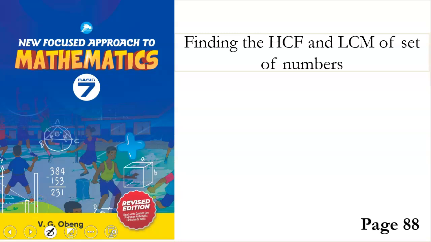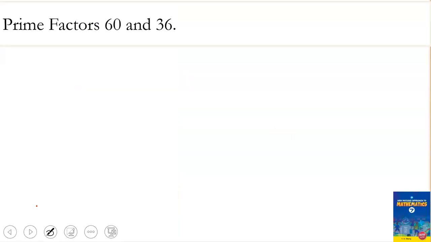You are welcome to another lesson on New Focused Approach to Mathematics Basics 7, Revised Edition. In this video, we want to look at how we can find the highest common factor, that is HCF, and the least common multiple, or the lowest common multiple, that is LCM, of a set of numbers. We are going to apply the principle of prime factors, and I'm sure you know how to find prime factors of a number.